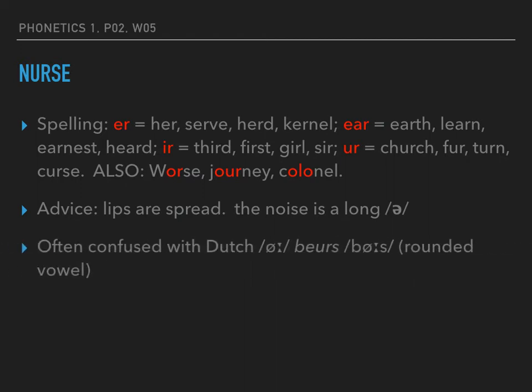In Dutch, it's often confused with the noise, as in beurs, but we don't use that. And the big difference between the Dutch noise, beurs, and the English noise in, for instance, earth, is that in English, your lips are going to be spread, whereas in the Dutch noise, your lips are going to be rounded. So make sure that when you're practicing this noise, it almost appears as if you're smiling while you speak. That makes sure that your lips aren't going to round unnecessarily.